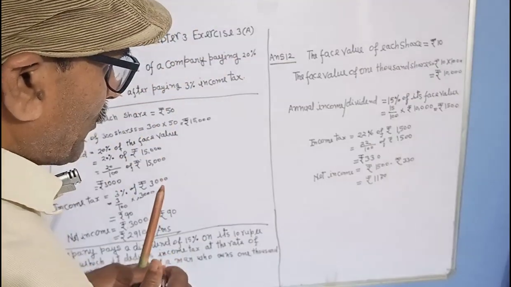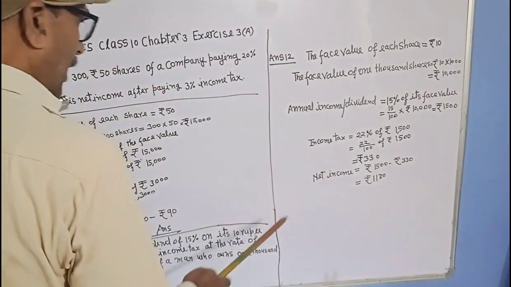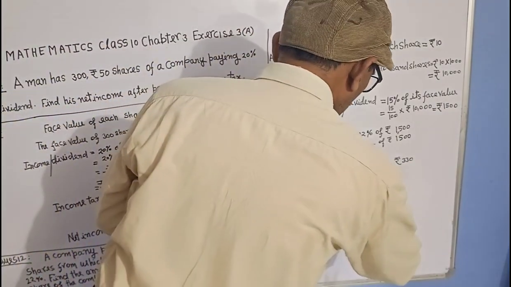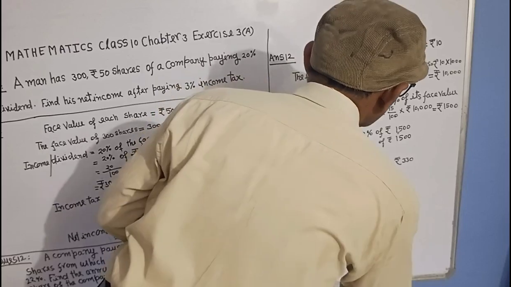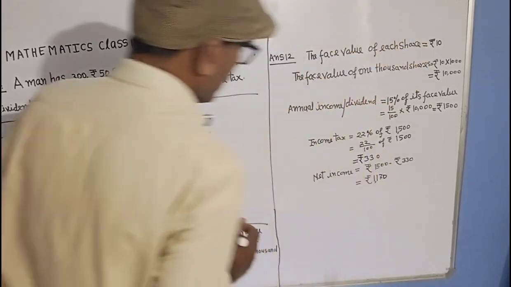Net income is equal to rupees 1,500 minus rupees 330, equal to rupees 1,170. That's all.